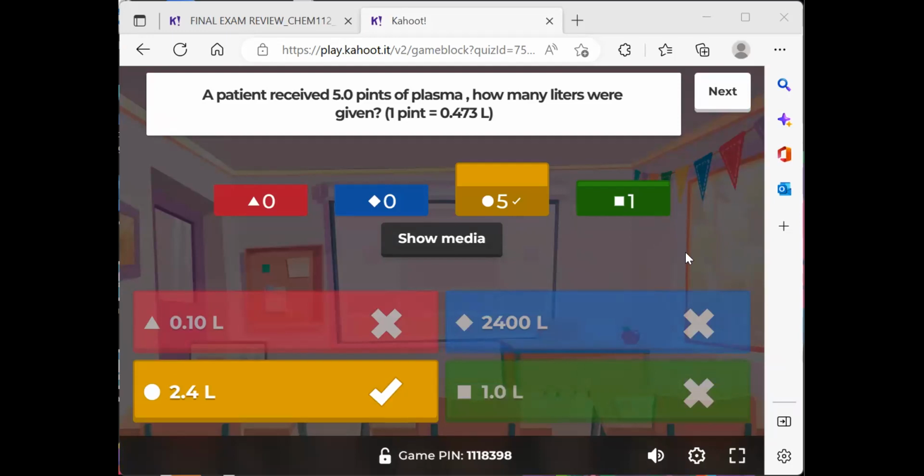Excellent. So in order to do this, because I want to make sure that everybody knows how to do this, we needed to multiply that 5.0 times 0.473 liters in order to do the conversion.